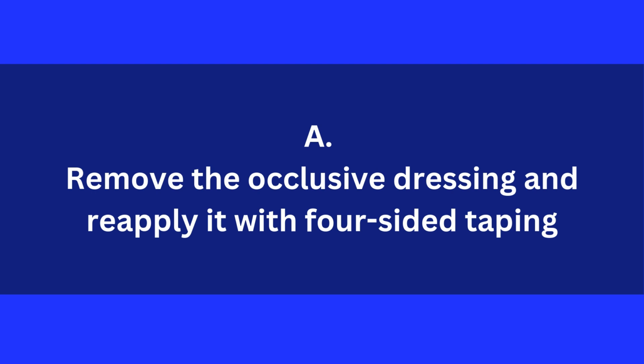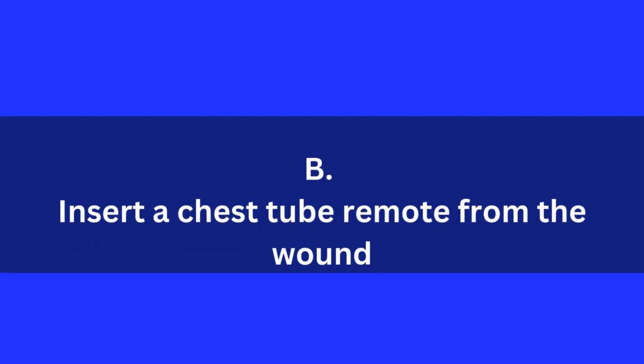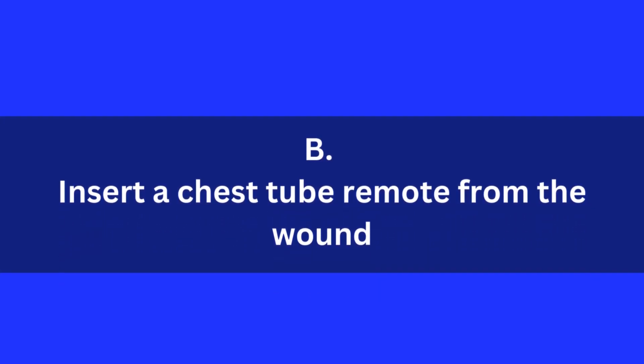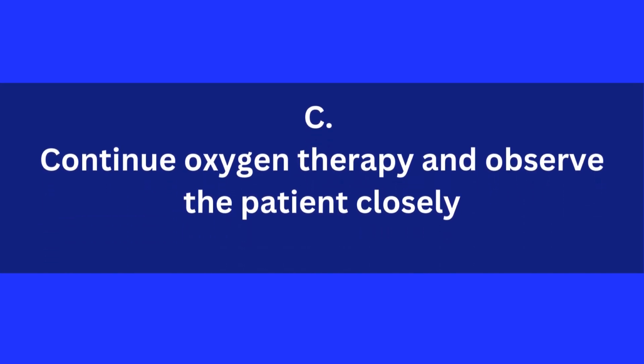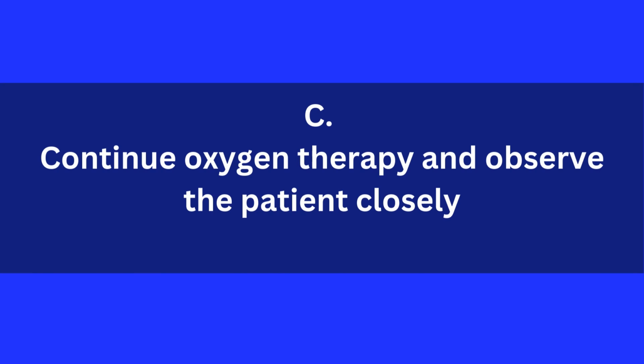Good. B, insert a chest tube remote to the wound. So that's definitely an option. I know that if they're classed as a large stab wound or open wound, then potentially we don't, in case they need to be used for a flap later. But if it's a stab wound, presumably from a knife, then that's small enough. So this is definitely an option, B. And C, continue oxygen therapy and observe the patient closely. I mean, the patient is already unstable, he's tachypneic and hypoxic, so I feel he needs some more definitive management, so I don't think it's C.